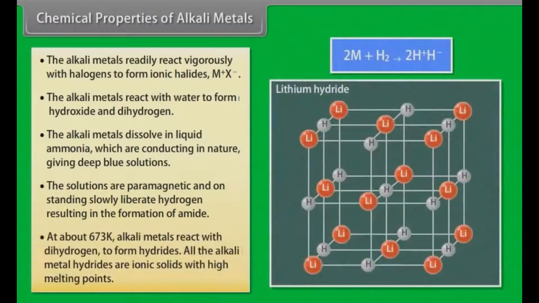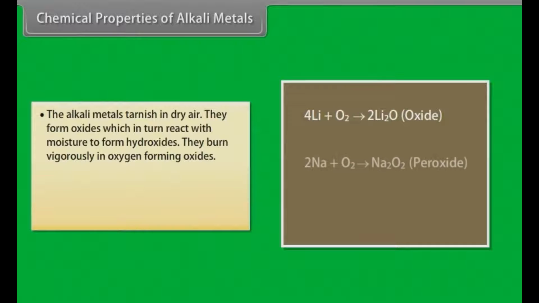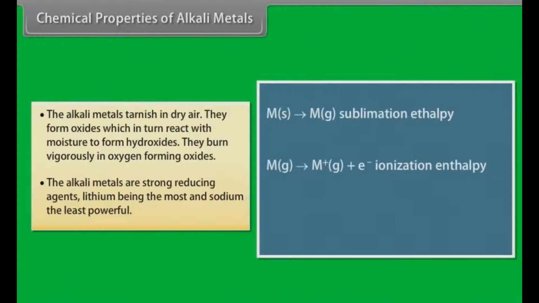At about 673 Kelvin, alkali metals react with dihydrogen to form hydrides. All the alkali metal hydrides are ionic solids with high melting points. The alkali metals tarnish in dry air. They form oxides, which in turn react with moisture to form hydroxides. They burn vigorously in oxygen to form oxides. The alkali metals are strong reducing agents, lithium being the most and sodium the least powerful.